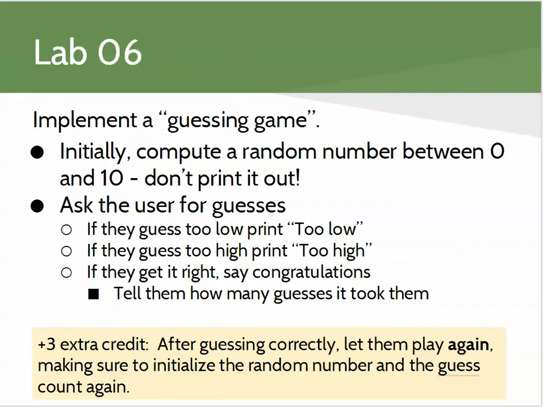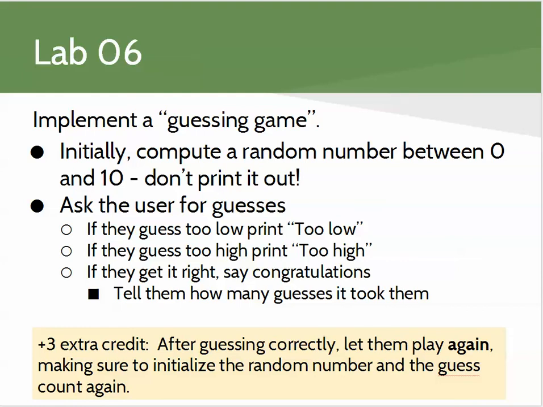All right, so for the lab today, what I'd like you to do is write essentially a guessing game. We've seen how we compute random numbers. I'd like you to compute a random number as the program starts out between 0 and 10, or between 1 and 10 if you want to do it that way. That's fine as well. Don't print it out. It's sort of a secret number. Maybe while you're debugging you might want to print it out, but that's up to you.